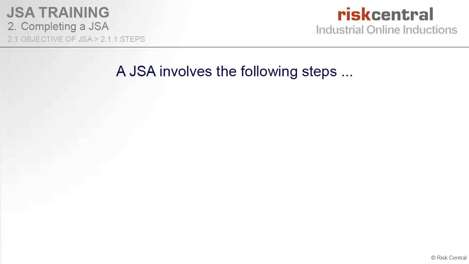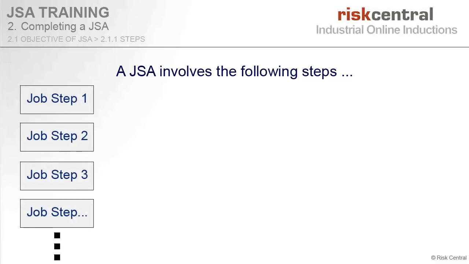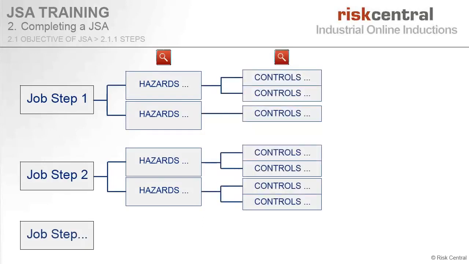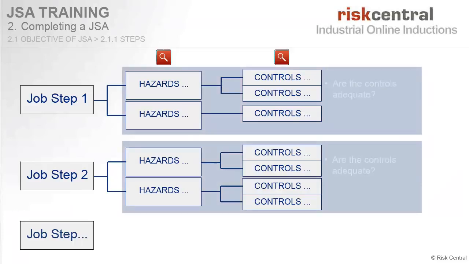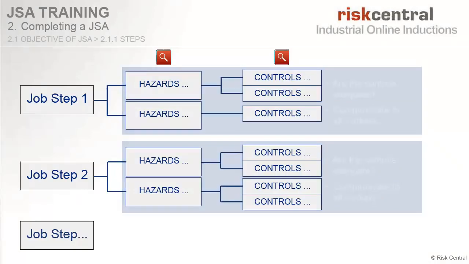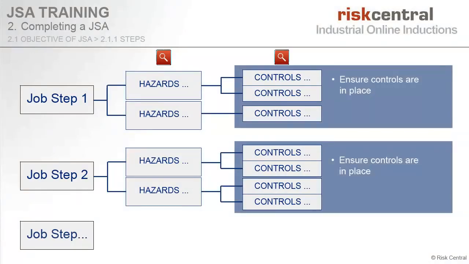A JSA involves the following steps. Break the job down into its basic steps. Identify the hazards associated with each step. Identify controls to eliminate or mitigate each hazard. Determine if each hazard is adequately controlled by the combination of controls. Communicate the JSA to all stakeholders. And make sure controls are in place before the job starts and during the job. Be alert for changes and monitor the effectiveness of controls while you work.